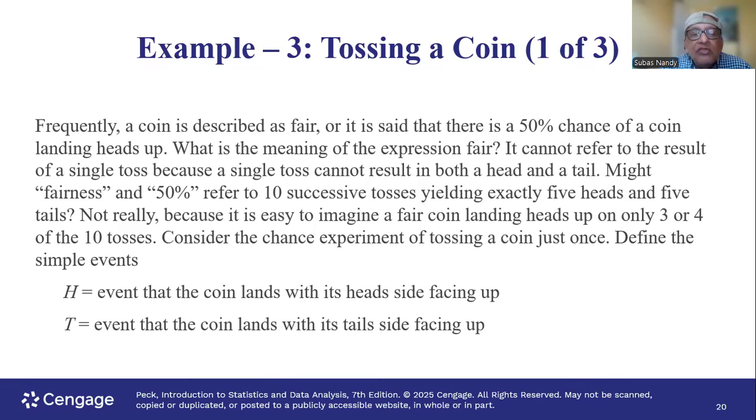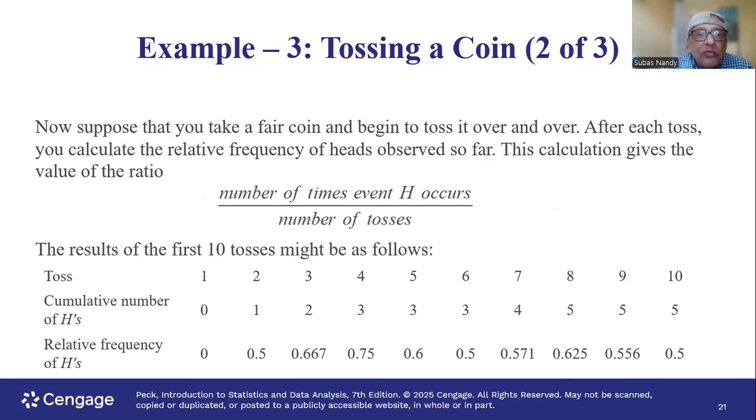Consider the chance experiment of tossing a coin just once. Define the simple events. H is the event that the coin lands with its head side facing up. T is the event that the coin lands tail side facing up. So now suppose you take a fair coin and begin to toss it over and over. After each toss, you calculate the relative frequency of heads observed so far. This calculation gives the ratio: number of times the event H occurs divided by total number of tosses.